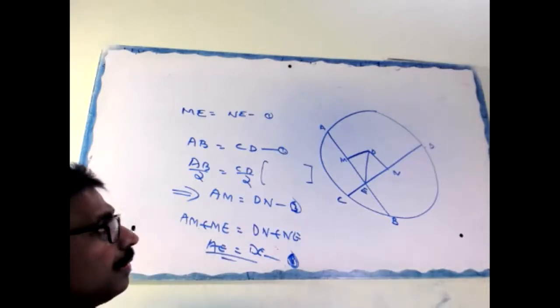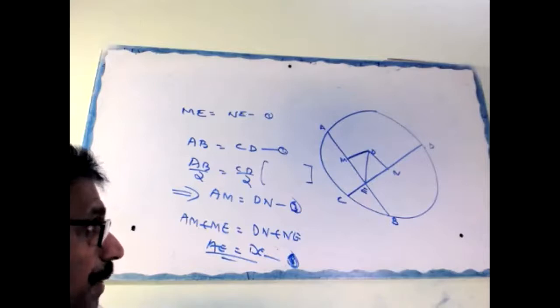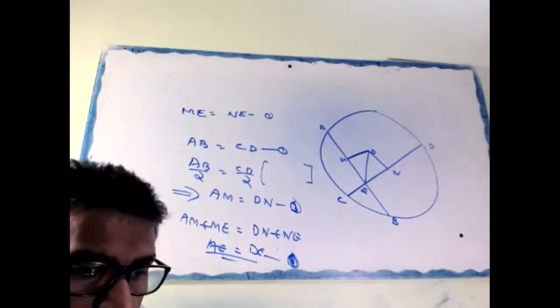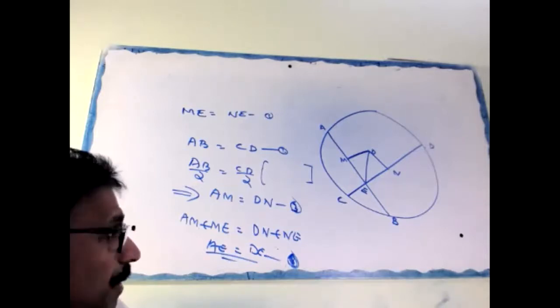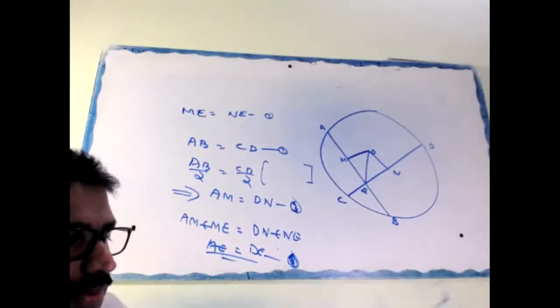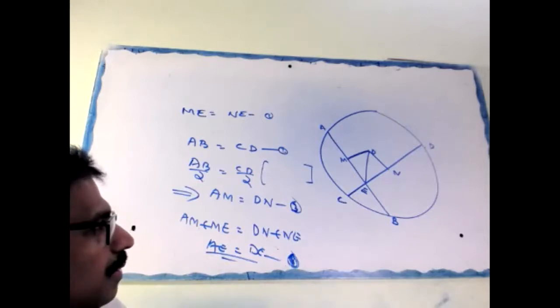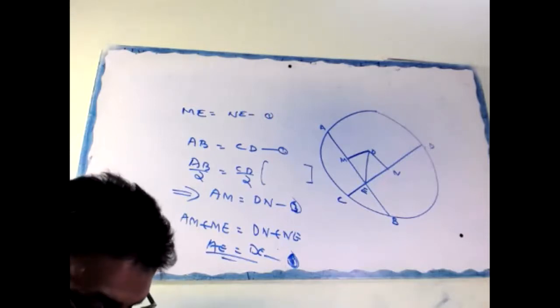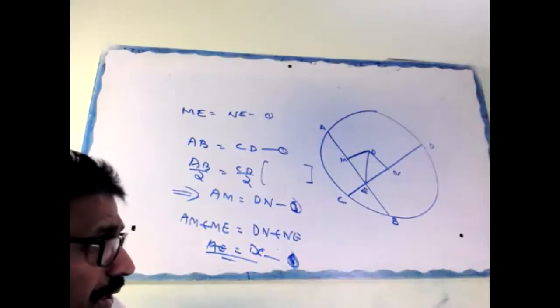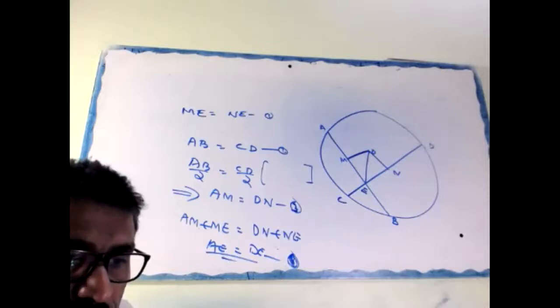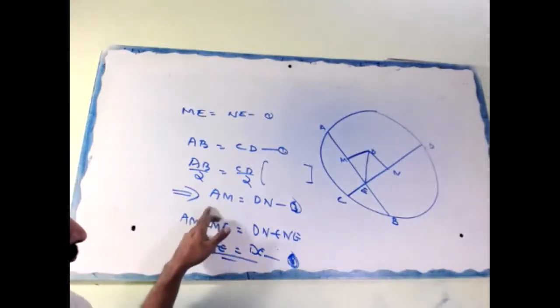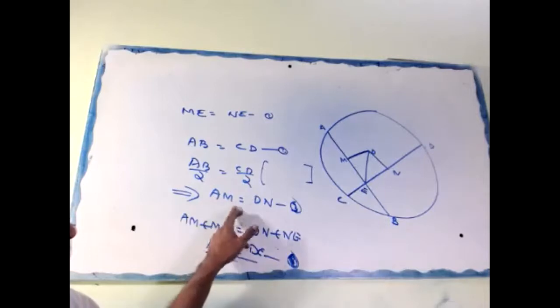Okay, right now, AB equal to CD, number 1, given. AB by 2 equal to CD by 2, equal to AM equal to DN. In bracket, perpendiculars from the center bisect the chord. Therefore, AM equal to DN, number 3.